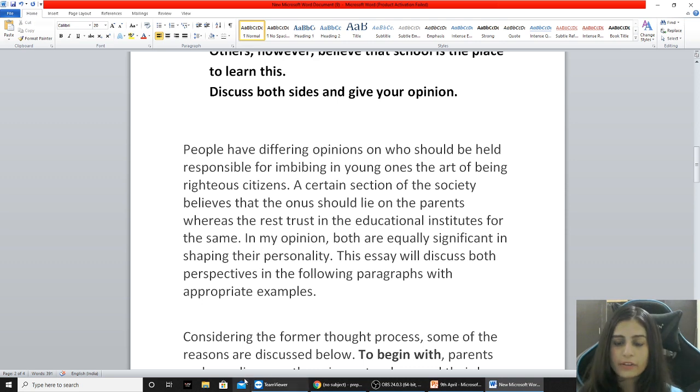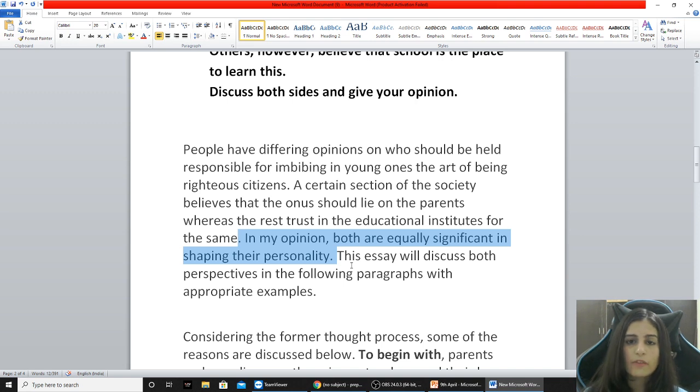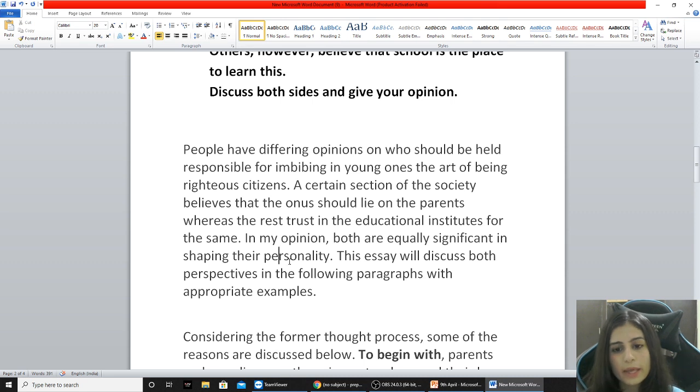So what have I written? In my opinion, both are equally significant in shaping their personality. So I have given equal importance, or I have taken a 50-50 stance, that parents are also important and teachers or schools are also important in nurturing or shaping children to become a good member of the society. So why have I written the word personality here? Because personality also refers to the characteristics of the person. Okay, so you can also write shaping their personality.